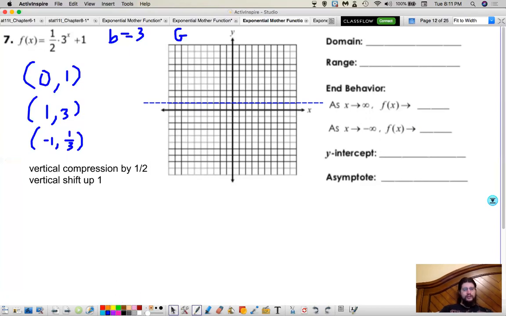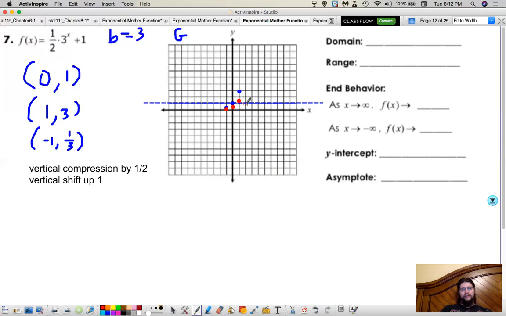Now my basic points, I will plot and then transform. I've got 0, 1, 1, 3, negative 1, 1/3. Now remember, we multiply before we add and subtract, so we've got to do this compression first. So we multiply the y values by a half. This is going to be kind of nasty. Half of 1/3 is a 1/6, so yeah, it's not really noticeably different, but it's there, it's lower. Half of 1 is a half. Half of 3 is 3/2.